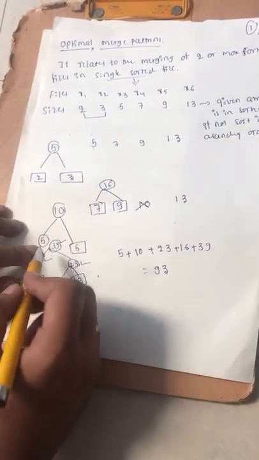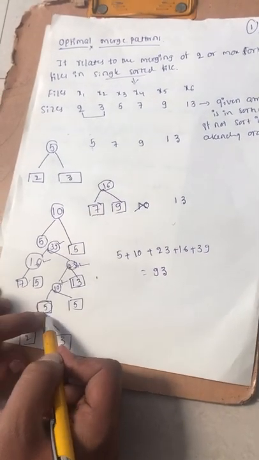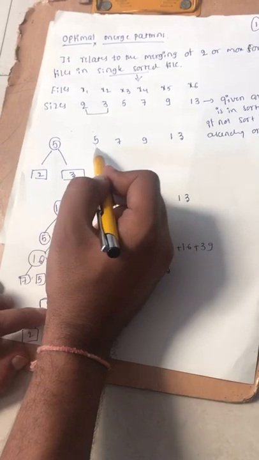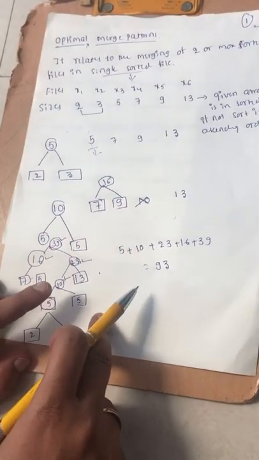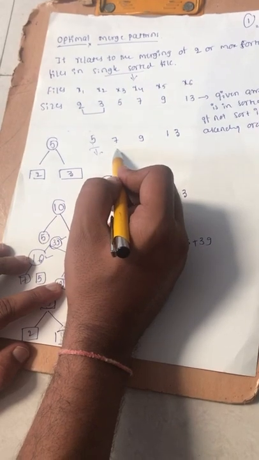Initially, 2 plus 3 will be 5 here. Okay, and the 2 plus 3 will be 5 here. Okay, next I added the next file number 5 here. 5 plus 5 will be 10 now. Okay, now if you add 10 plus 7, that will be 17.